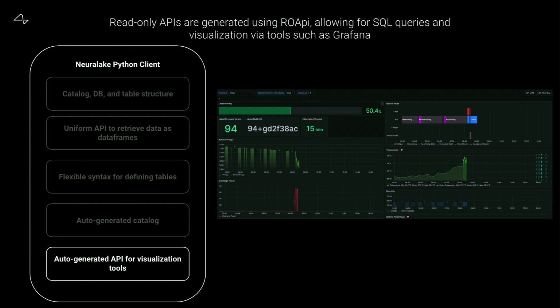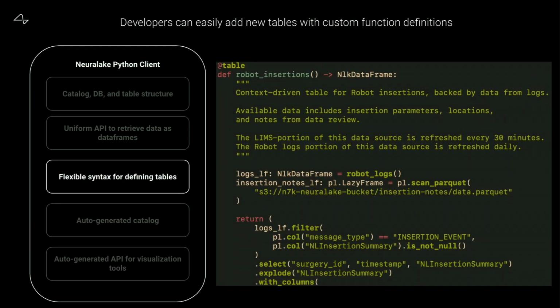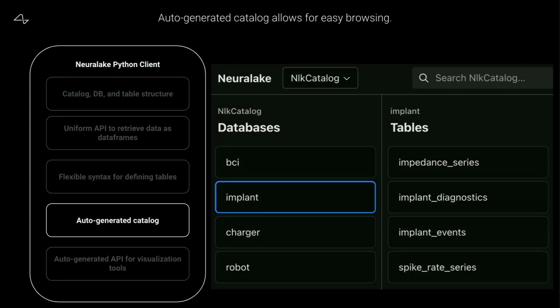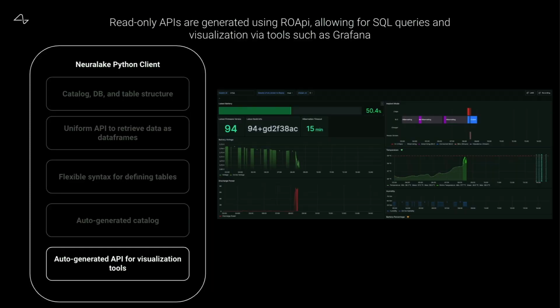So just to really emphasize the simplicity here, all a developer has to do is add a single function like this, or a single line of code, a single command like this, declaratively. And that is already available in the catalog automatically, and it's also available in the dashboard. The developer doesn't have to do anything else. And internal users can then set up their own dashboards for this data source.